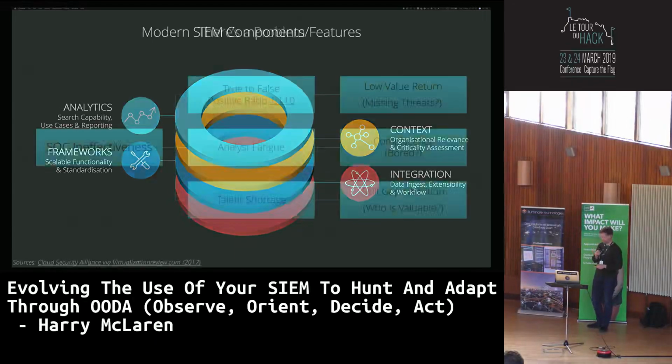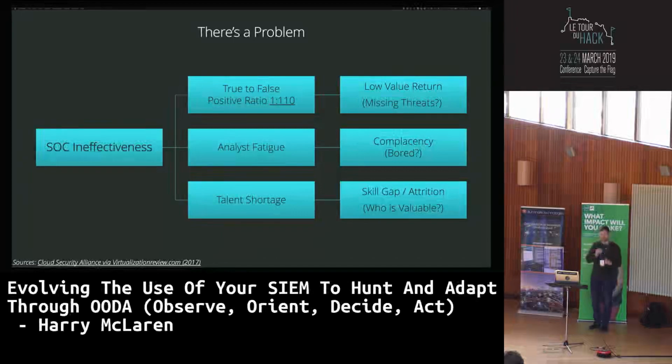So both the research and evidence from some of the customers I've worked with is that the problem is that some SOCs are actually quite ineffective. True to false positive ratio, 1 to 110. This was based on some research done by Cloud Security Alliance. This essentially means that if you have that detective control, that rule in your SIEM, for example, and it tells you there is a threat, there is a problem, something bad has happened, it only turns out to be true bad 1 in 110 times.